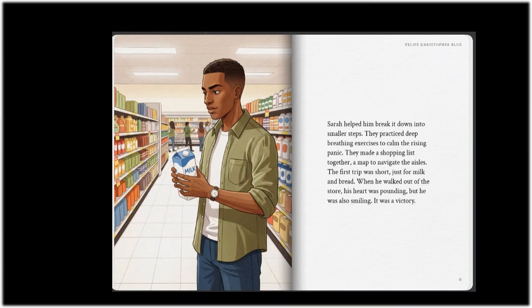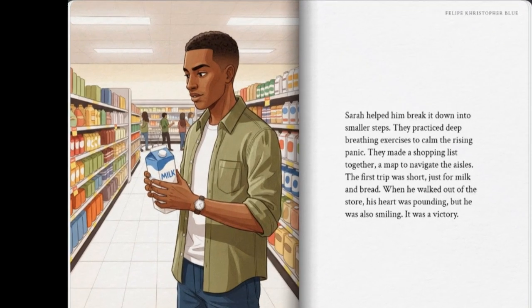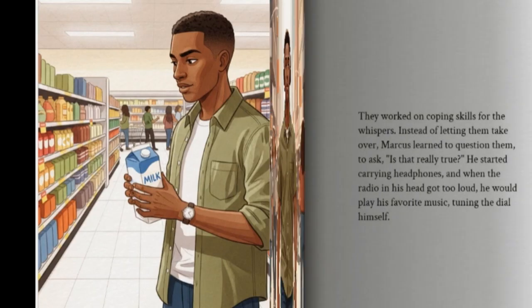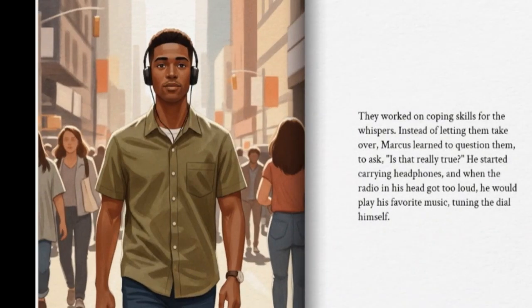They practiced deep breathing exercises to calm the rising panic. They made a shopping list together, a map to navigate the aisles. The first trip was short, just for milk and bread. When he walked out of the store, his heart was pounding, but he was also smiling. It was a victory.